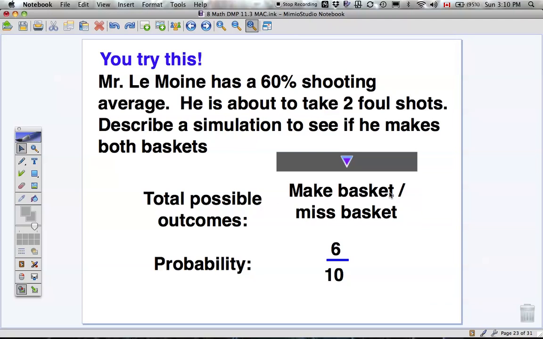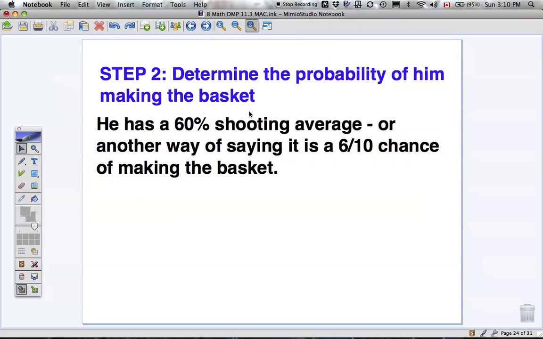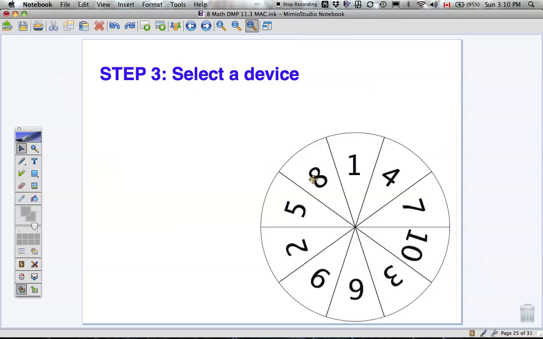So the 2 outcomes are either Mr. Lemoyne makes the basket or he misses the basket. And the probability of him making the basket is 6 out of 10. So to determine the probability of making the basket, which has already been stated, that is a 60% shooting average. But another way to say that is 6 out of 10. And this is going to help us a lot in step number 3, which is determining our device. We're going to use a 10-sided device.